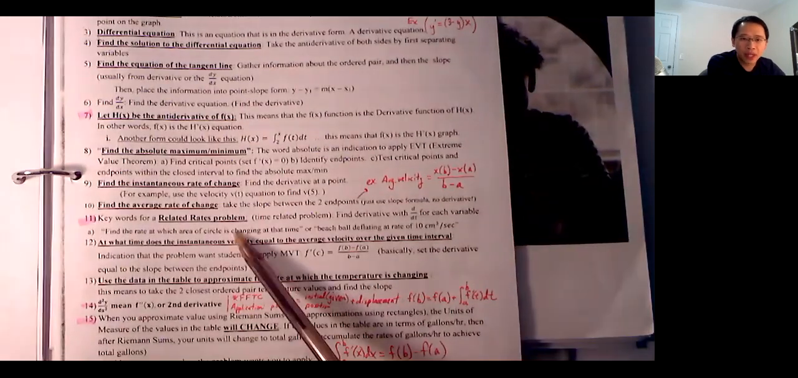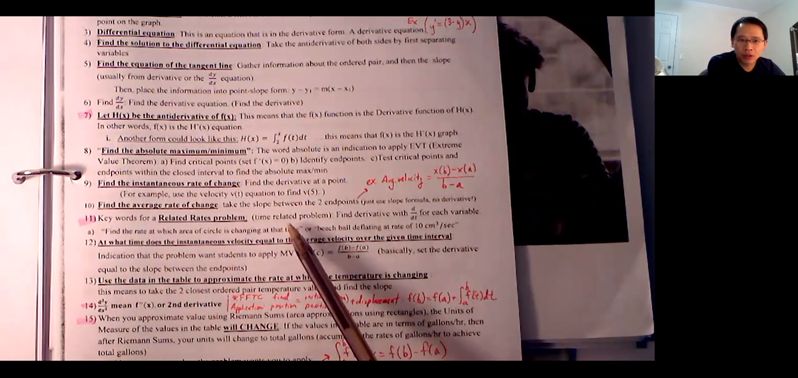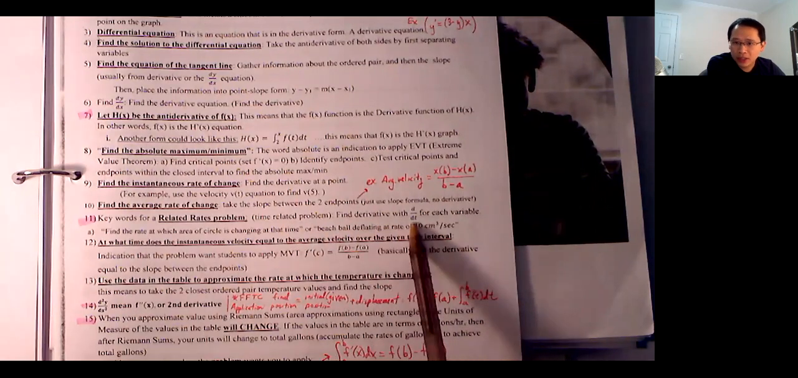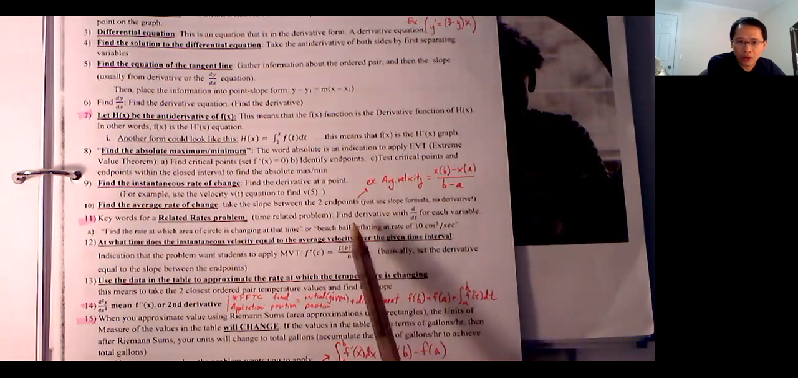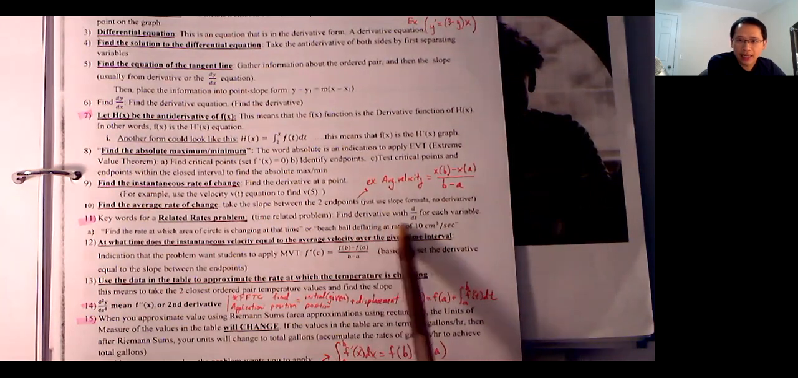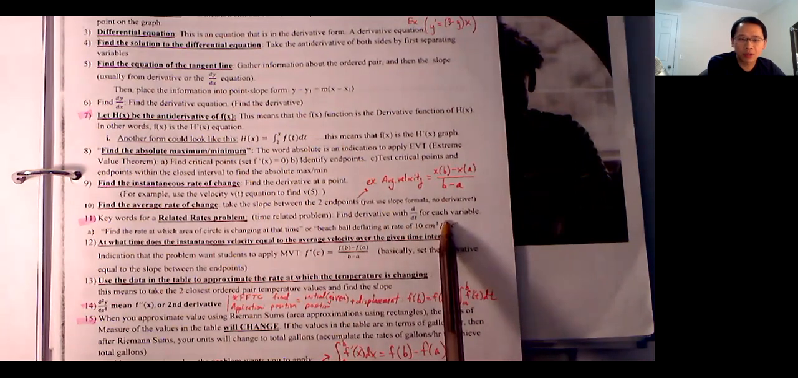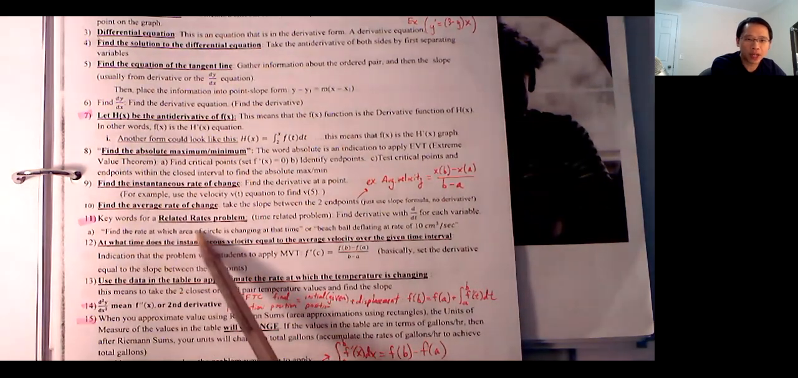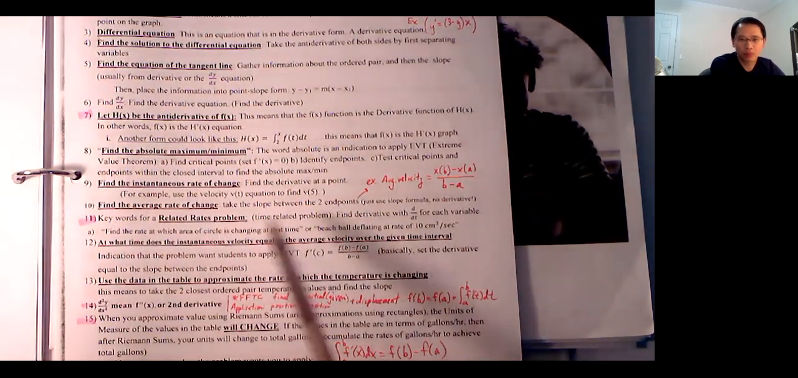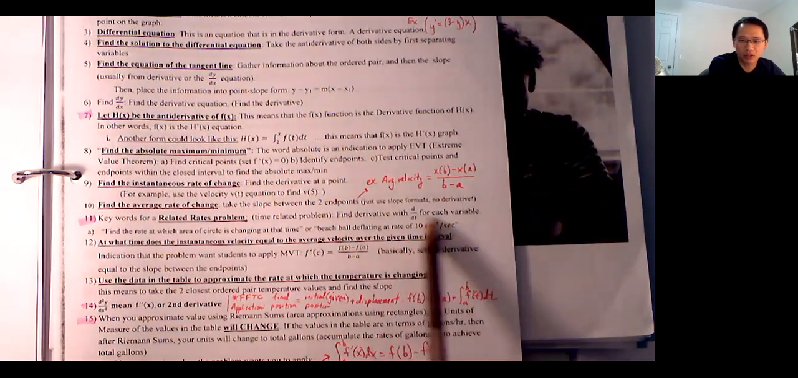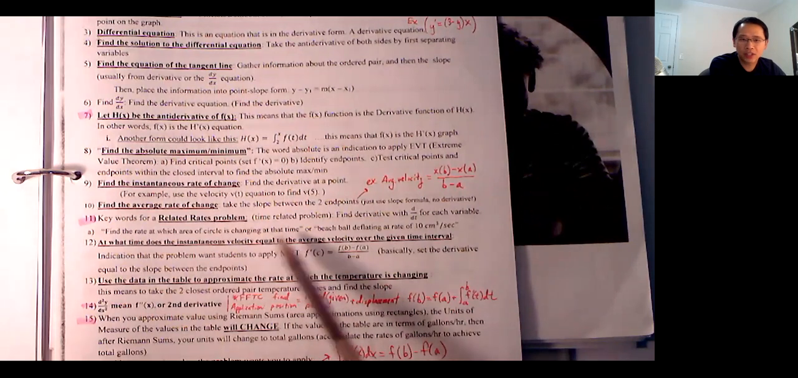All right, next one down, related rates. You know you're dealing with related rates when you have time involved in the problem, and what you're going to do is find the derivative, creating d over dt for each variable. So, for instance, find the rate at which the area of the circle is changing at that time, or the beach ball is deflating at a rate of 10 cubic centimeters per second. These are all key phrases, key terms that should hint to you that it's going to be a related rates problem.